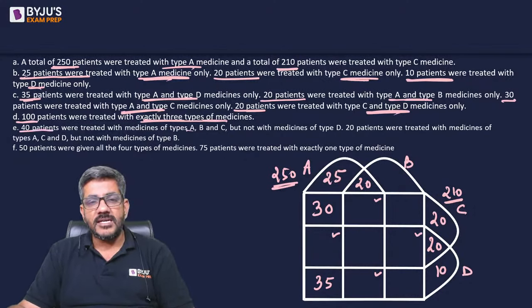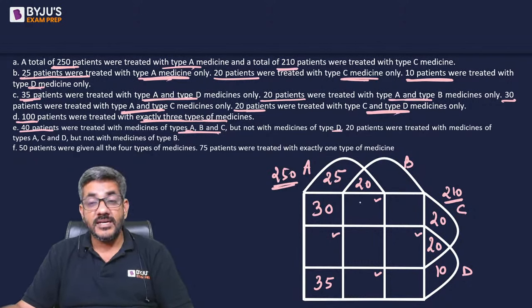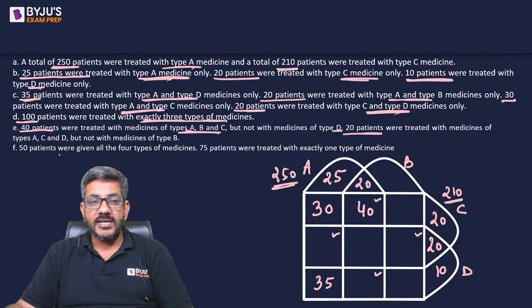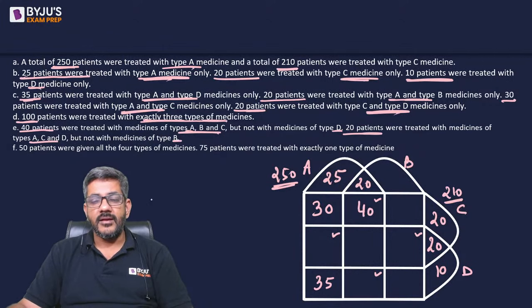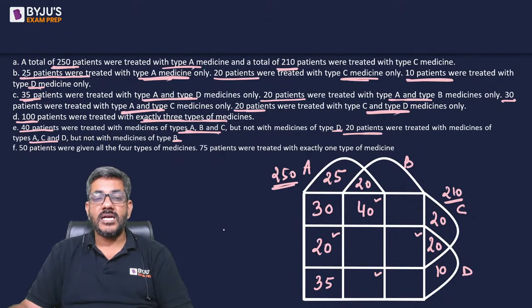40 patients were treated with A, B, C, but not D. Where is that area? This area is that. This is given as 40 to us. Now, 20 patients were treated with ACD but not B. So this area is that area. ACD but not B, so that will become 20.